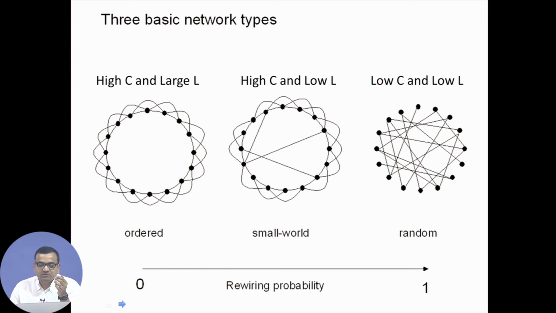So the rewiring probability primarily tells you that when the probability is 1, then your network becomes fully random. At the very left-hand side, you only rewire a few nodes. If you are at 1, it means you are rewiring all possible nodes, so your network literally becomes random.